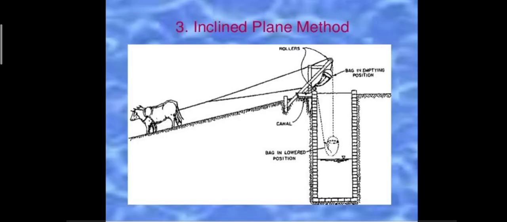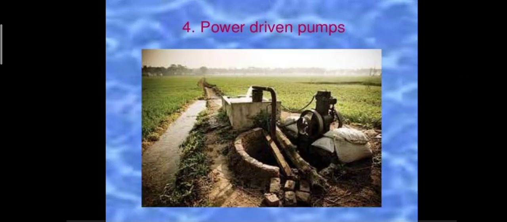Third, children, is inclined plane method. So in this method also you can see, children, animals are being used to draw or to take out water from the well. So this type of method is known as inclined plane method. And the last method is through power driven pumps. So electric pumps are used through which the water is taken out from the wells. So children, these four were the methods through which the water can be taken out from the wells.